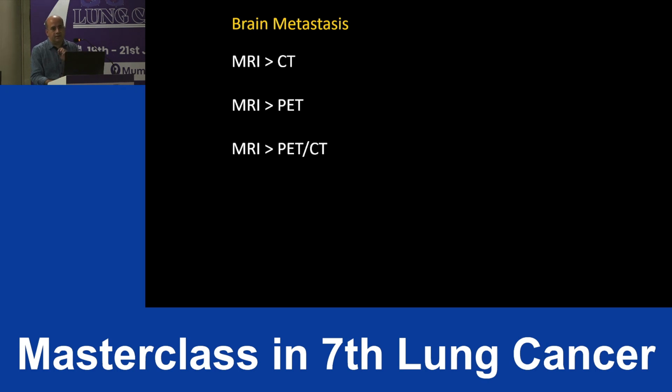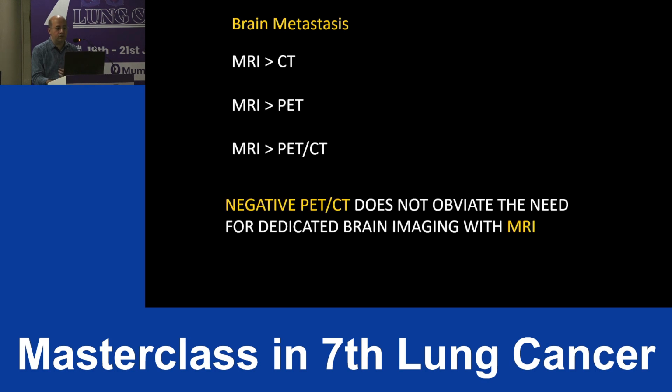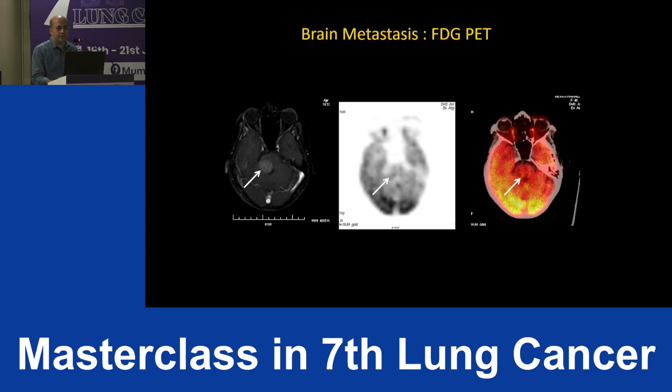MRI is better than PET alone. So even if you combine that PET and CT, MRI retains that superiority over a combined PET CT, even if you give contrast. So a negative PET CT does not obviate the need for dedicated brain imaging with MRI. That's something which you need to know. So if a PET scan is negative for the brain, it doesn't mean that there are no brain mets.